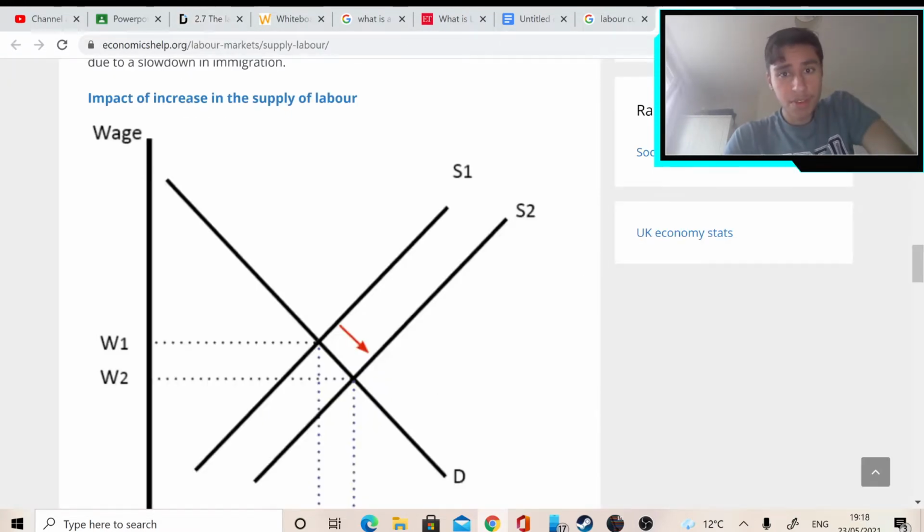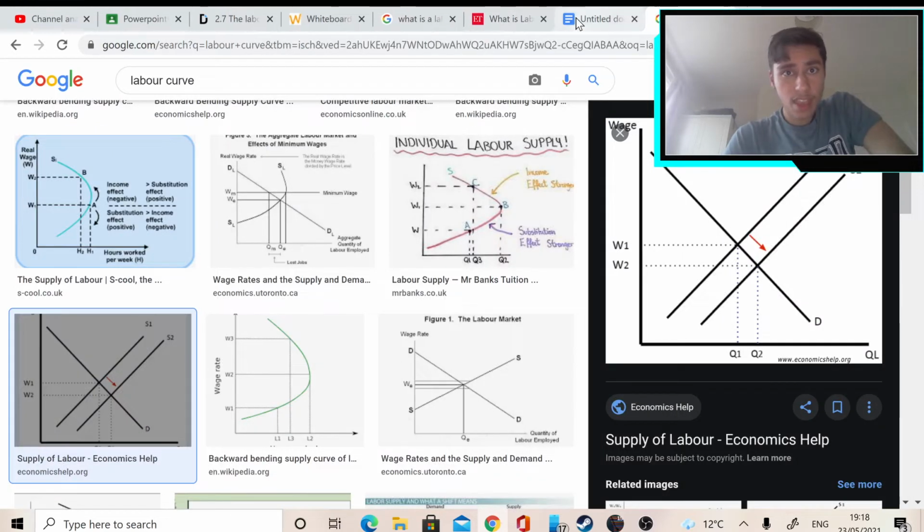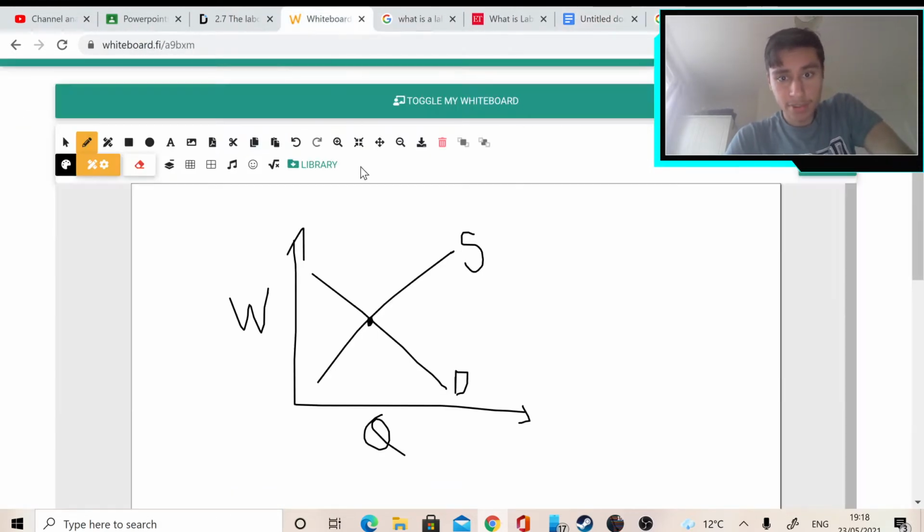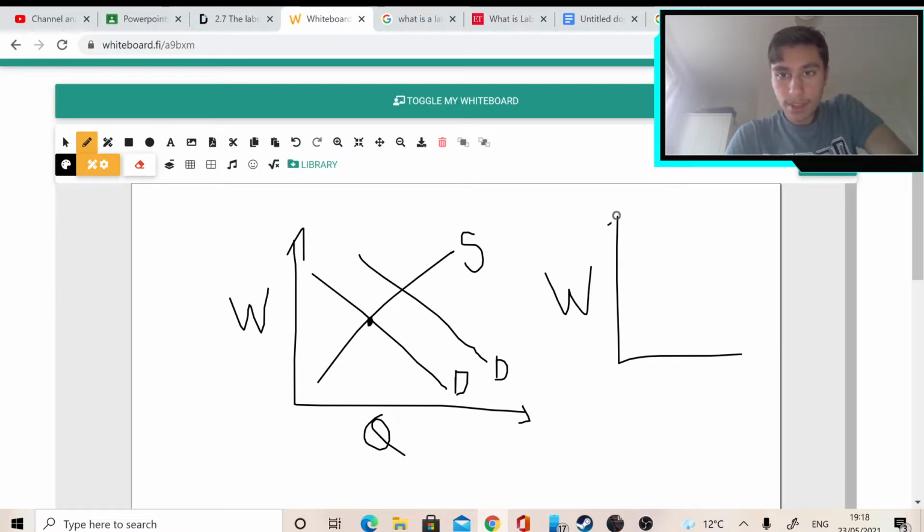So for example, if you want to show a shift in demand curve, let's just make a demand curve here. Oh, sorry, this is a shift in demand curve. This is not a movement. This is a shift in demand curve, but a movement along the supply curve. Let me make the axes here. So W stands for wage, Q stands for the number of workers.